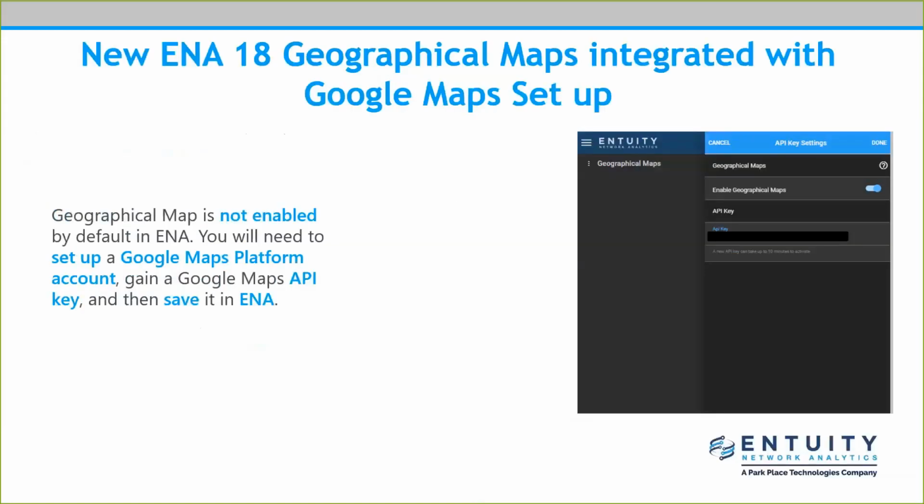ENA's map dashlet allows you to view maps in either topological or geographical map mode. The geographical mode is based on ENA's integration with the Google Maps API. This allows you to see the geographical distribution of the subviews within a selected view against a geographical map provided by Google Maps. So note that geographical map is not enabled by default in ENA. So we will need to set up a Google Maps platform account, gain a Google Maps API key, and then save it in ENA. Let's take a look at how we can do this process.